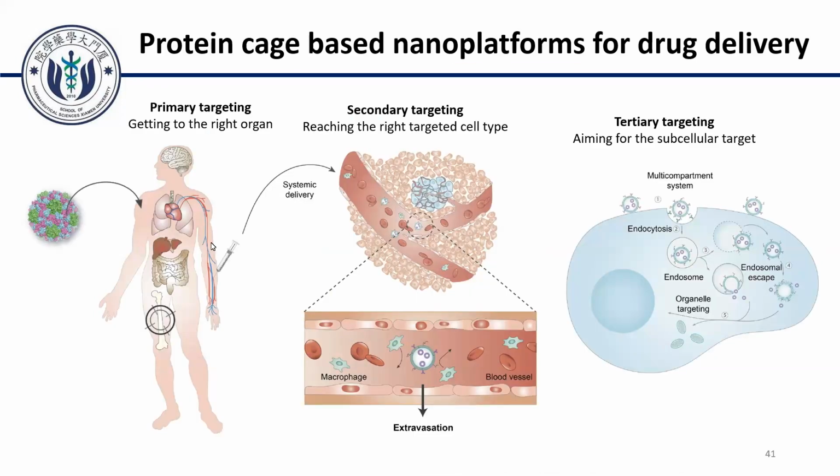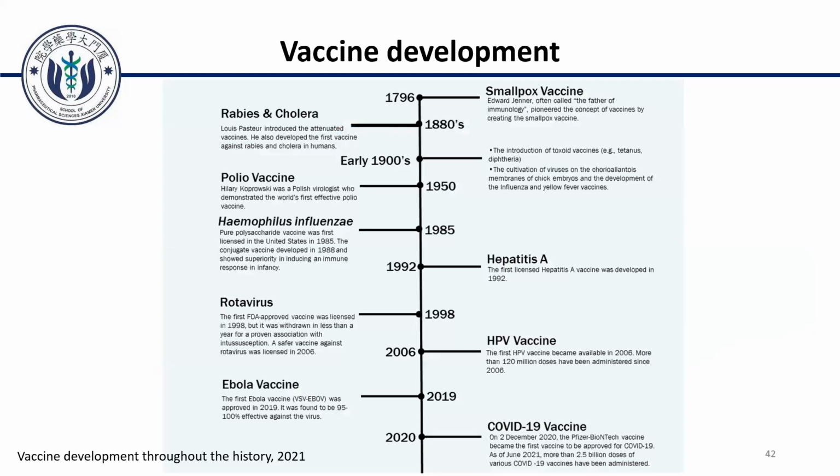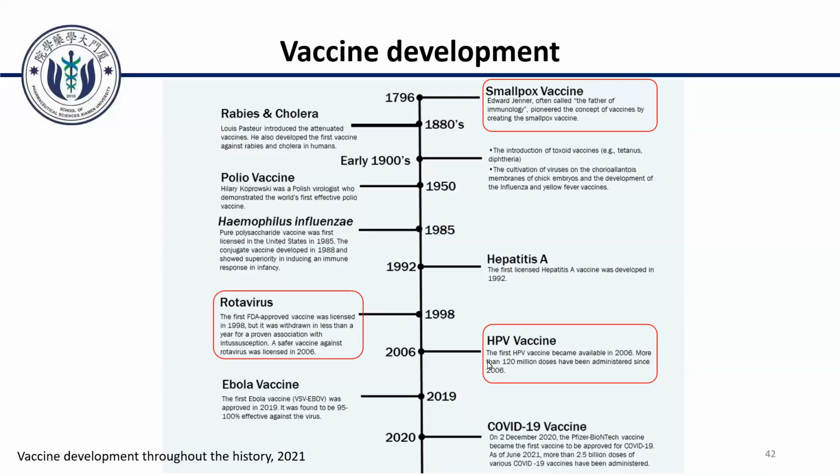As you may know, virus-like particles have a very long history. The first vaccine was developed in 1796, and until today, the popular one is the COVID-19 vaccine. Here are others, such as rotavirus, which you may be familiar with. The HBV vaccine is also one of the most popular vaccines all over the world.